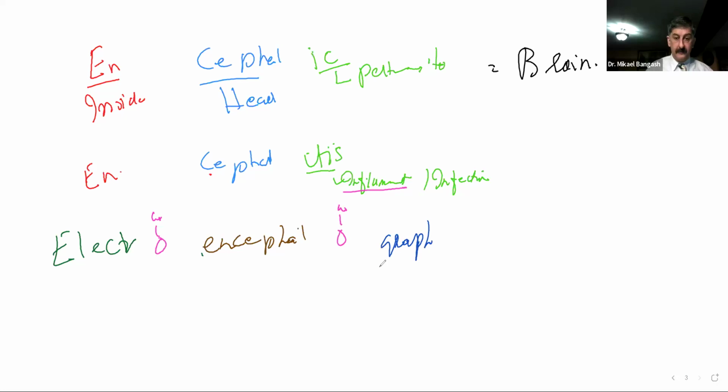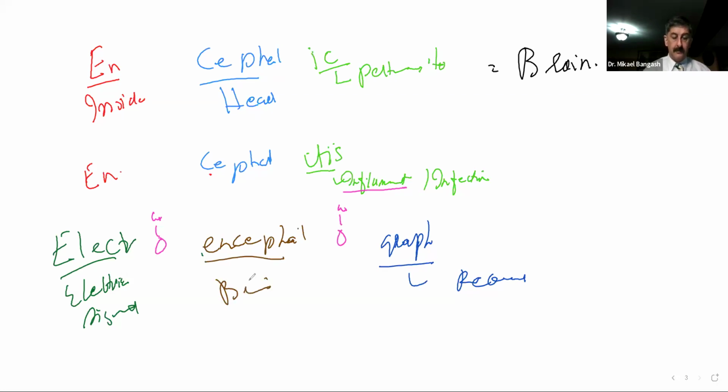So what is the graph? Mainly a recording of what? Of the electrical or electric signals. And where do we find those? In the brain. Did you guys get that?